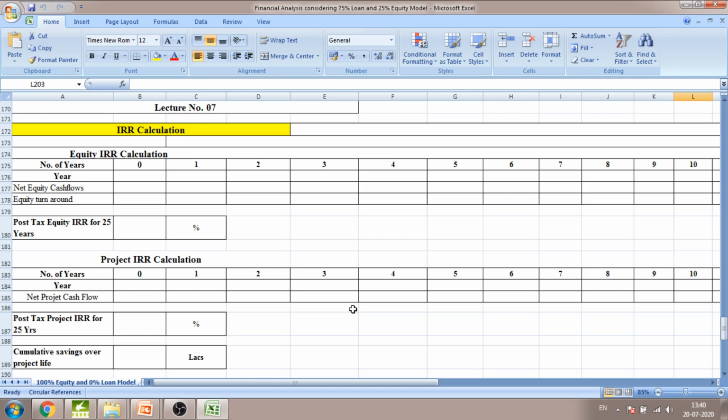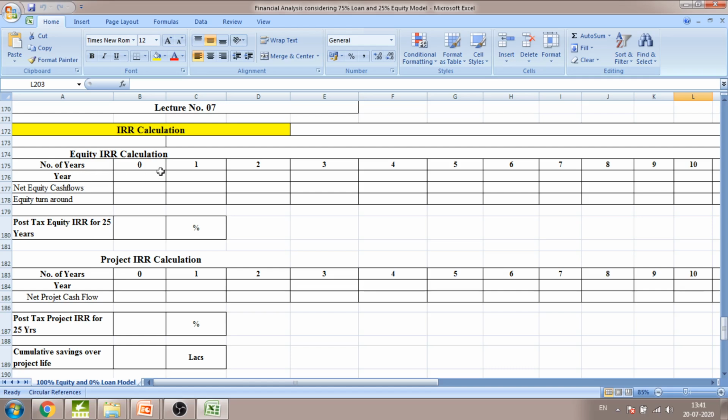In this lecture, we are going to see the calculation of internal rate of return. There are basically two internal rates of return that we are going to calculate. The first is the internal rate of return on the equity investment, and the second is the internal rate of return on the project investment.